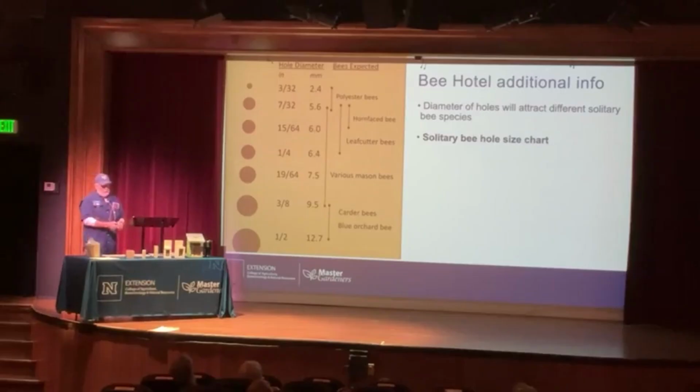So again, online, search solitary bee hole size diameters, and you'll pull up so many different diagrams. It'll make your head swim. There's so much information out there. However, we don't have a lot of information in Southern Nevada about our native bees. Is it the same information that we see from Nebraska or from North Carolina?